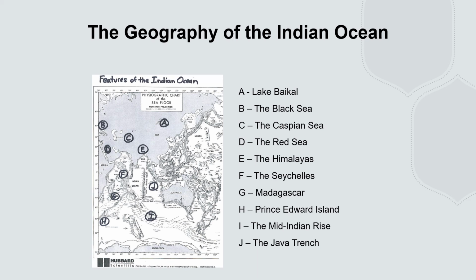The Seychelles are the only granitic continental islands in the oceans. Madagascar is one of the older islands, and it's the second largest island next to Australia. It's very, very famous for endemic species found nowhere else on Earth.